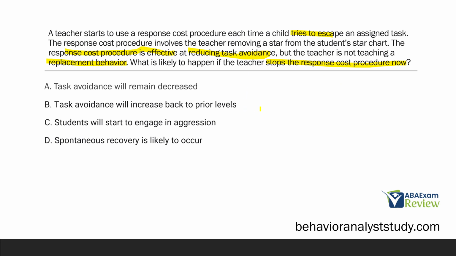B, task avoidance will increase back to prior levels. That's much more likely if the teacher stops the punishment and doesn't teach anything else, because the kid never learned another way to get out of the task or get a break or engage in task avoidance, to get out of a task they didn't want to do. They never learned any other way. And so if we stop punishing this escape behavior, it's likely to just come back because no other behavior was taught.